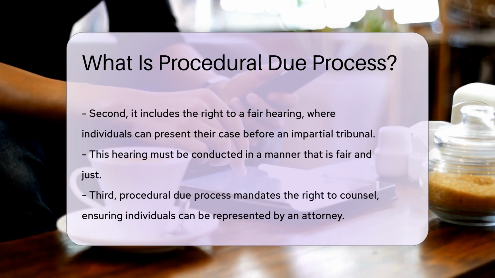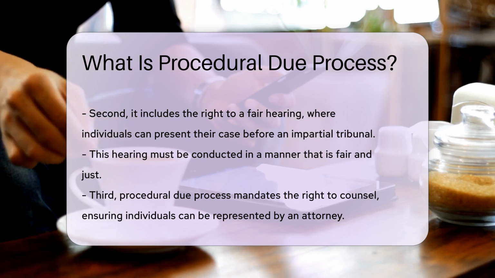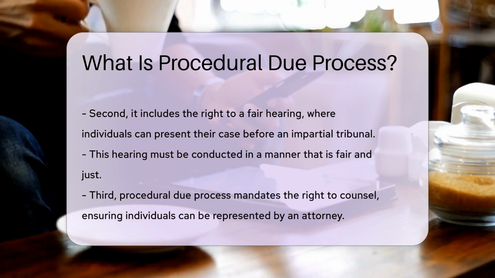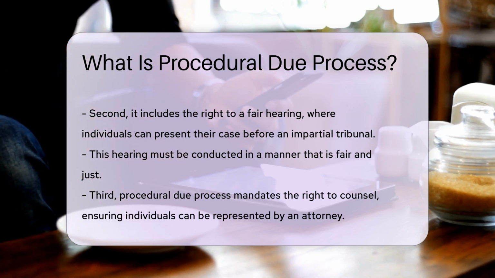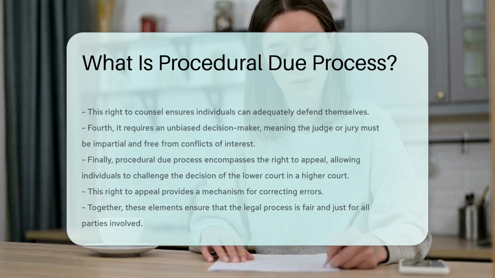Third, procedural due process mandates the right to counsel. Individuals have the right to be represented by an attorney. This ensures they can adequately defend themselves. Fourth, it requires an unbiased decision maker. The judge or jury must be impartial and free from conflicts of interest.